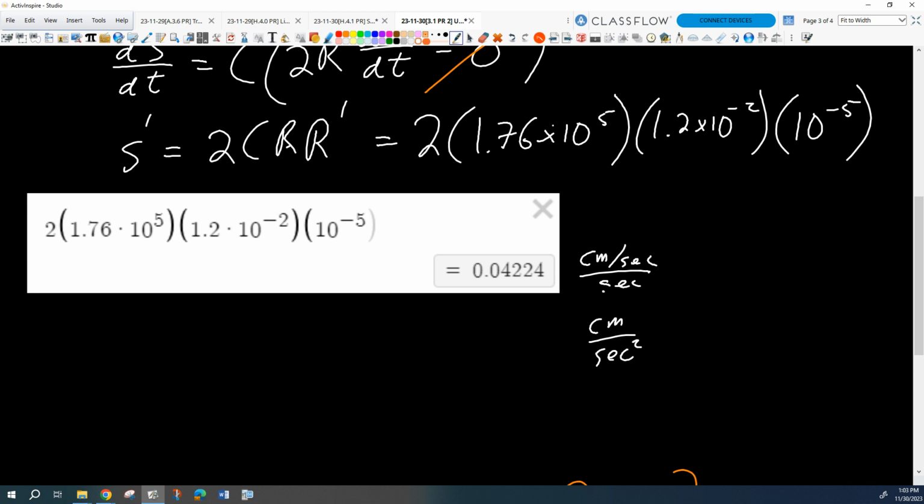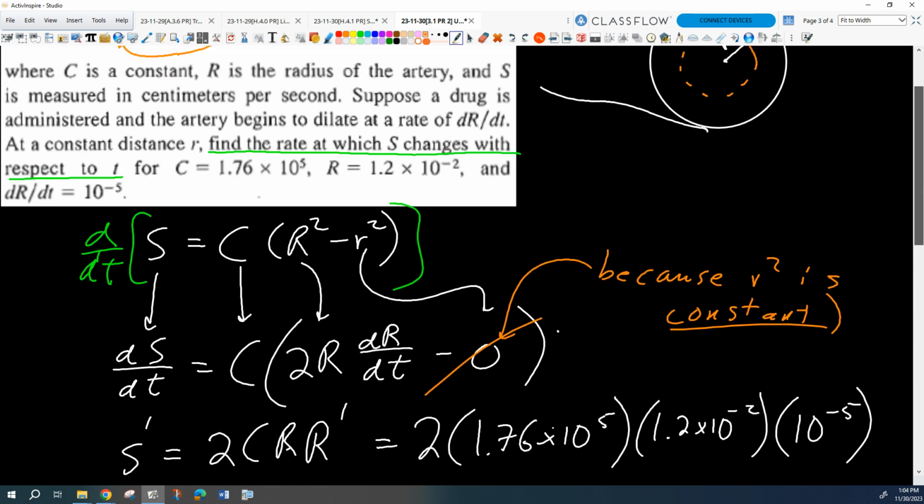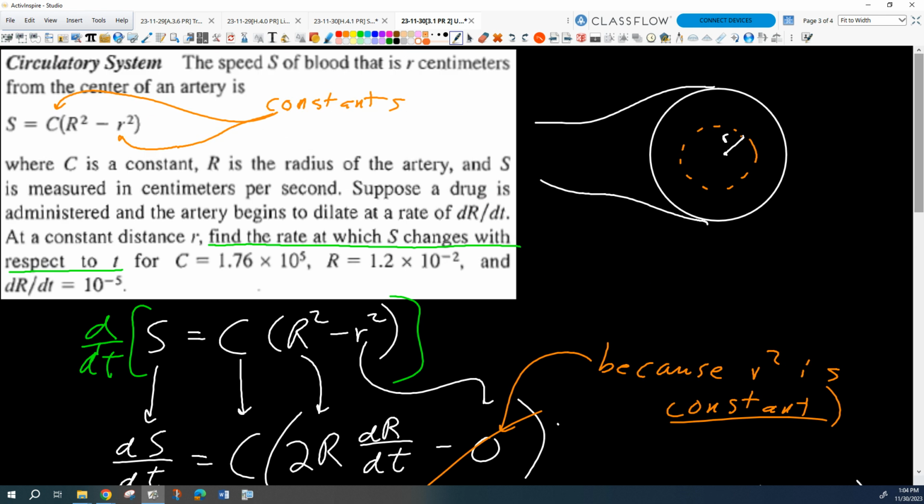Why did I show that to you? Well, because we actually did need implicit differentiation, because we're differentiating everything with respect to a different variable, right?